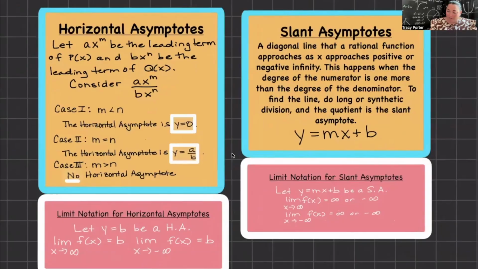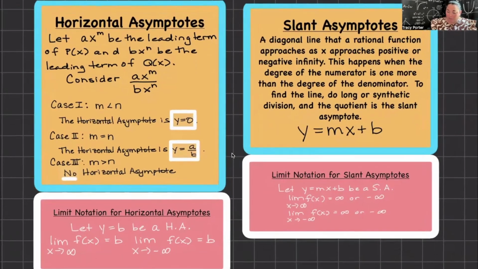While we're on horizontal asymptotes, let's mention the end behavior. If b is your horizontal asymptote, then the function approaches b as x goes to the right, getting very large, and as x goes to the left, getting very large in the negative direction. Your function will approach that horizontal asymptote b. That is your limit notation for this one.